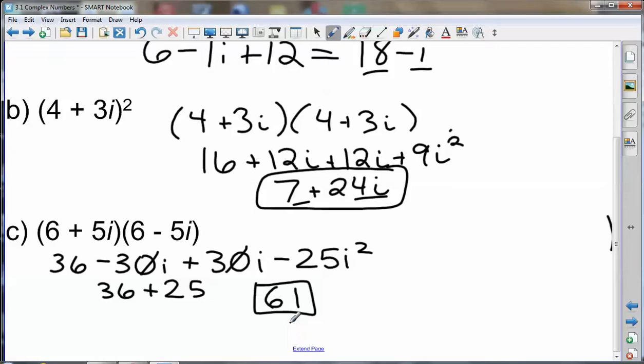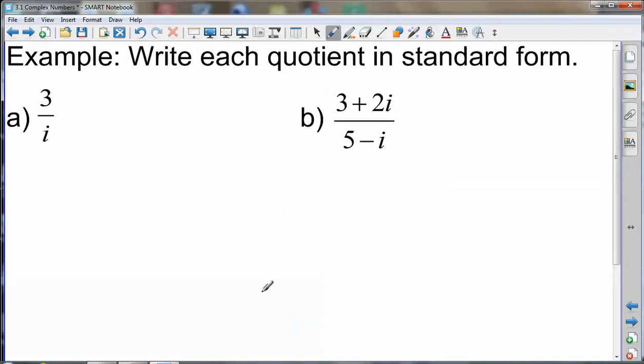Logan? Multiplied by the conjugate. A conjugate is the exact same thing, but with a different sign on the imaginary part. So that's a trick we're going to be using today. Anytime we need an I to cancel out, we can multiply by the conjugate. Okay, so let's look at this.